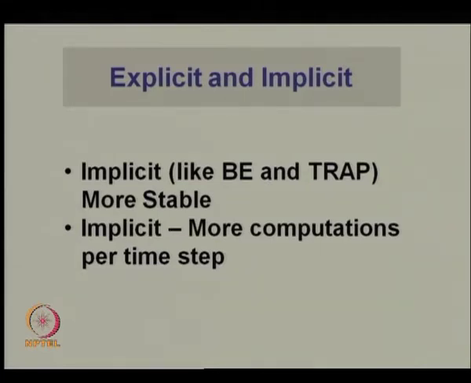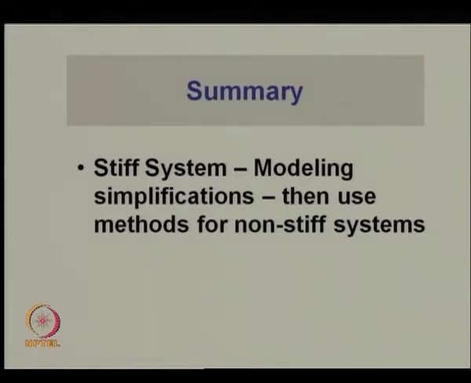And of course, I mentioned that unfortunately implicit methods require more computations per time step. So, it does make sense sometimes to use explicit methods, but you should basically make modeling simplifications so that the stiff components, or the fast components, of the system are effectively removed. That is the basic modeling simplification which one should use wherever possible, because sometimes it permits you to use explicit methods.